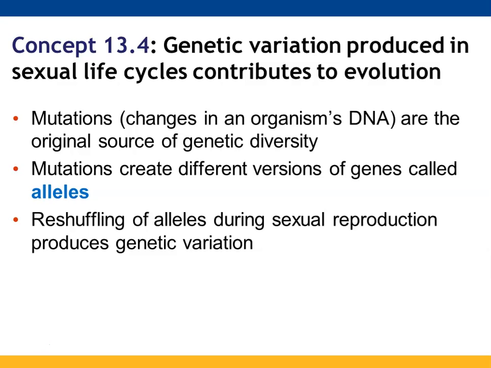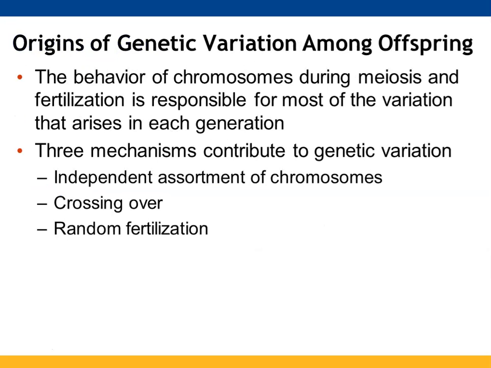So the variation that we are able to get genetics-wise via these sexual life cycles is going to play a role with evolution. Mutations were the original source of genetic diversity in organisms, which can lead to different forms of genes known as alleles. And when these alleles get reshuffled, we get different combinations of protein products. Factors that can play a role in leading to genetic variation.